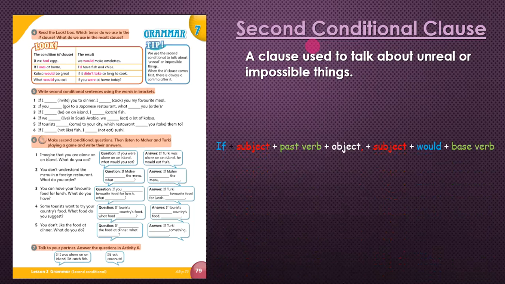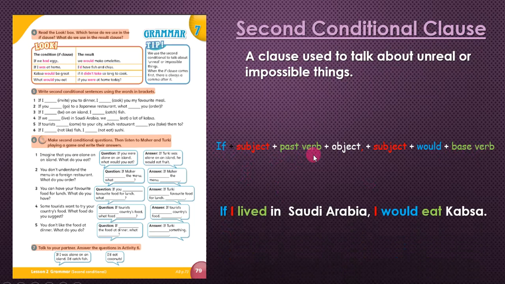What is the form of the second conditional? If plus the subject plus the past verb, plus the subject, which is usually the same subject here, plus would plus the base verb. So after would is the base verb and after if is the past verb. Example, if I lived, so here after if I'm using the past verb, in Saudi Arabia, I would eat. After would I'm using the base verb, which is the first verb.